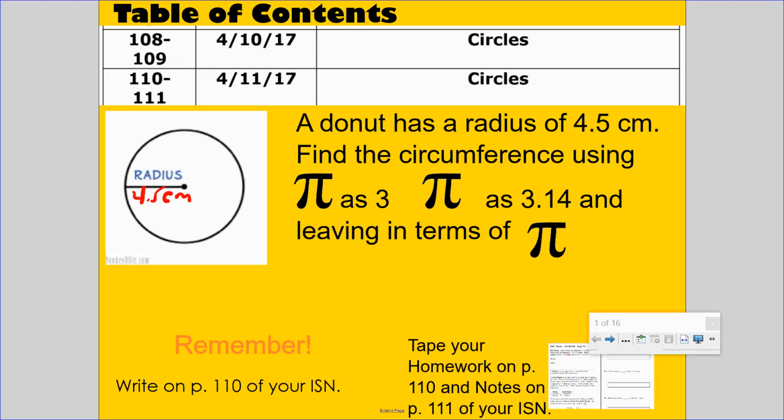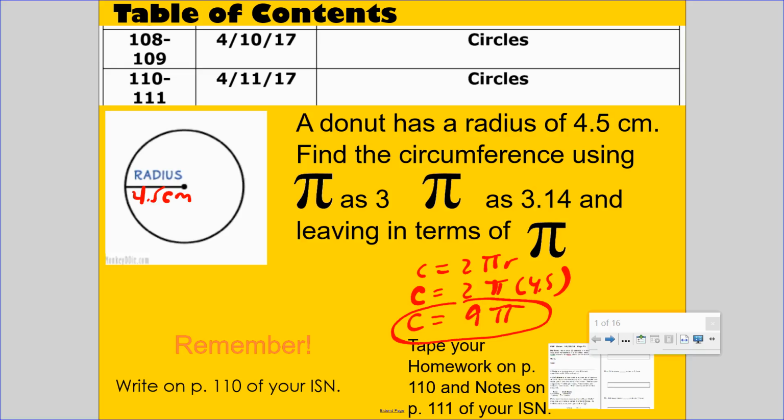So looking at your mathematics chart, should we use C equals pi d or C equals 2 pi r? Well, since this question is about radius, we will use the one that says C equals 2 pi r. So first of all, let's substitute in radius with 4.5. So what is two groups of 4.5? 9. So we just left it in terms of pi.